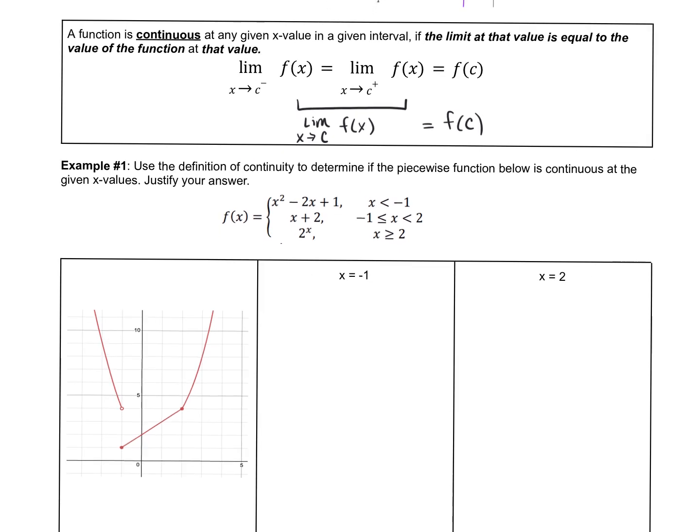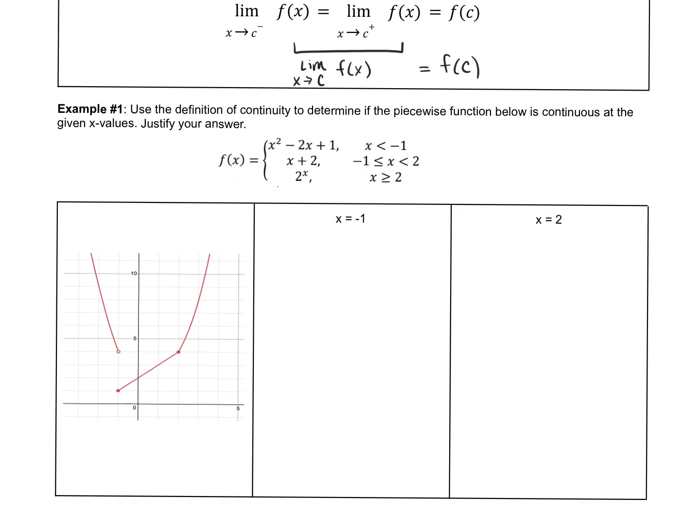So let's take a look at example number 1. It says, use the definition of continuity to determine if the piecewise function below is continuous at the given x values. Here is the piecewise function, and this is the graph of the piecewise function. I've given you the graph for a visual representation, but note that this graph won't be there when you take exams. So I'm asking at x equals -1. You can clearly see when x is -1, the graph is not continuous. You have to pick up your pencil, there's a jump.